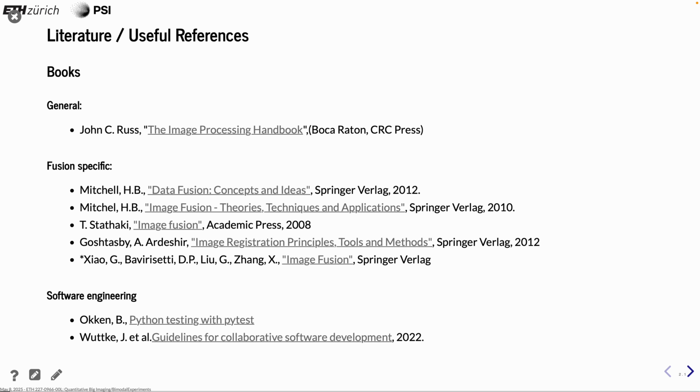As usual, we have some literature you can take a look at. The typical one is always John Russ, which has a lot of ideas. But now we can also add a couple of books on the topic of image fusion and image registration, and they can be quite useful in this topic. Finally, we also have a couple of references on software engineering, and mainly one is about testing in Python, and the other one describes some guidelines on how to work in software development collaborations.